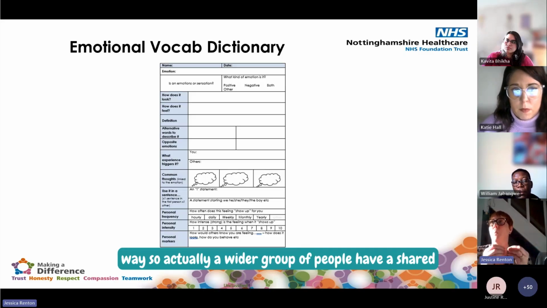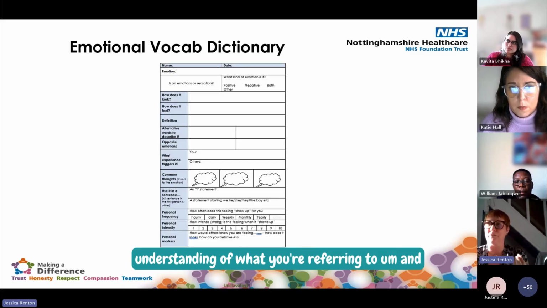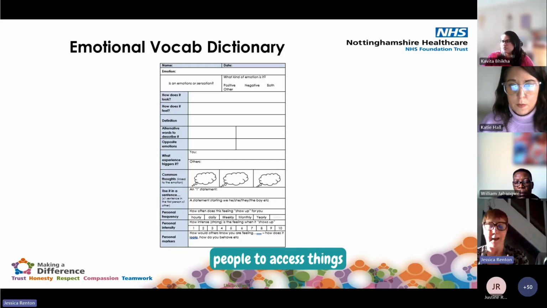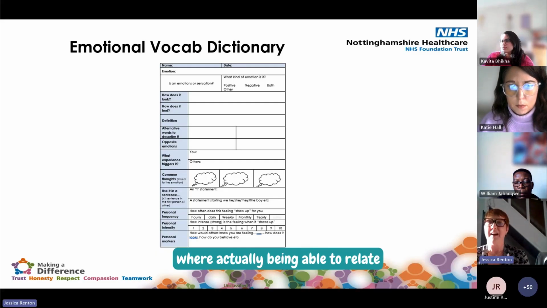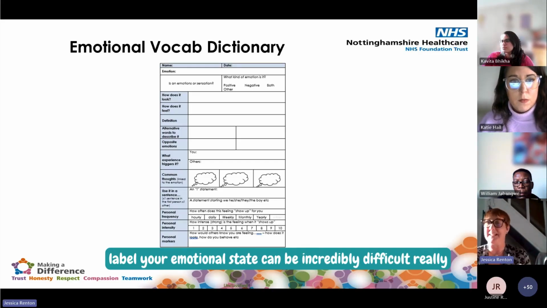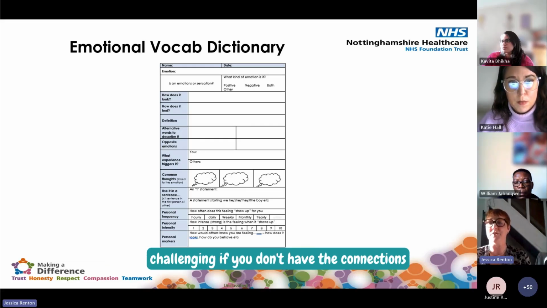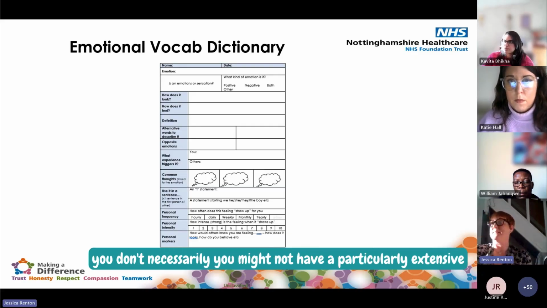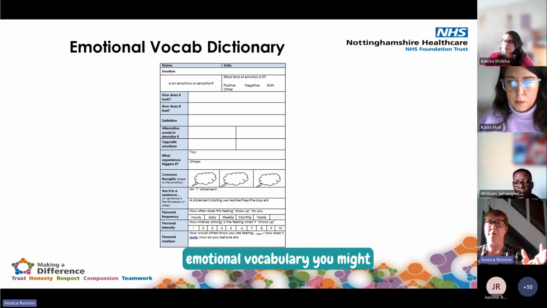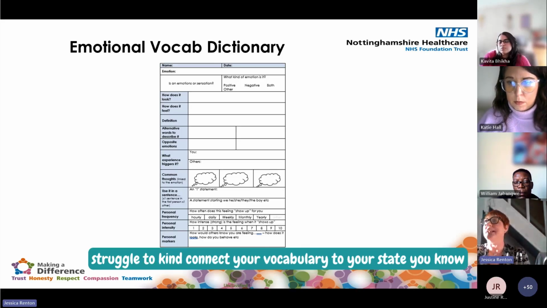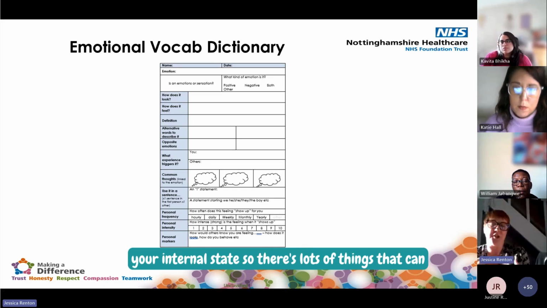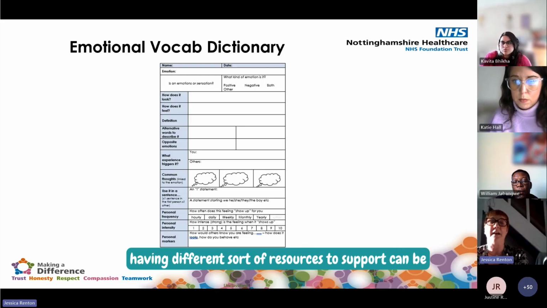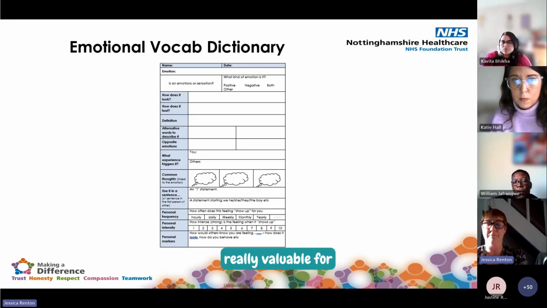So that actually a wider group of people have a shared understanding of what you're referring to, and support it in that way. So they're all useful tools that can support people to access things where being able to label your emotional state can be incredibly difficult, really challenging if you don't have the connections to your internal state. You might not have a particularly extensive emotional vocabulary. You might struggle to connect your vocabulary to your internal state. So there are lots of things that can be really tricky with this bit, and having different resources to support can be really valuable.